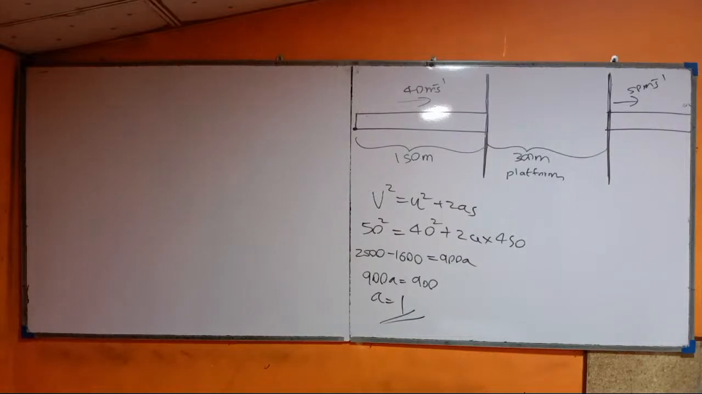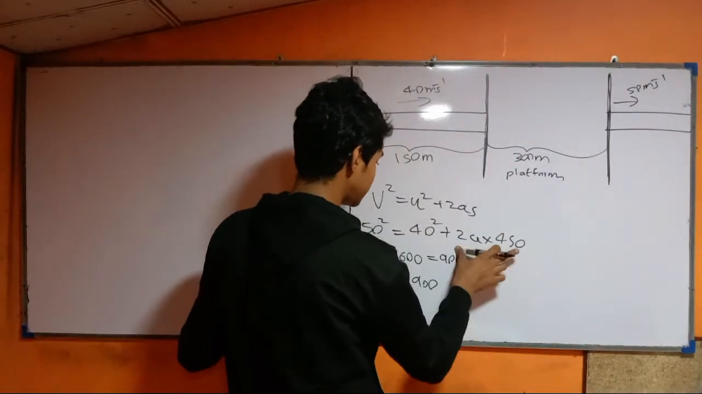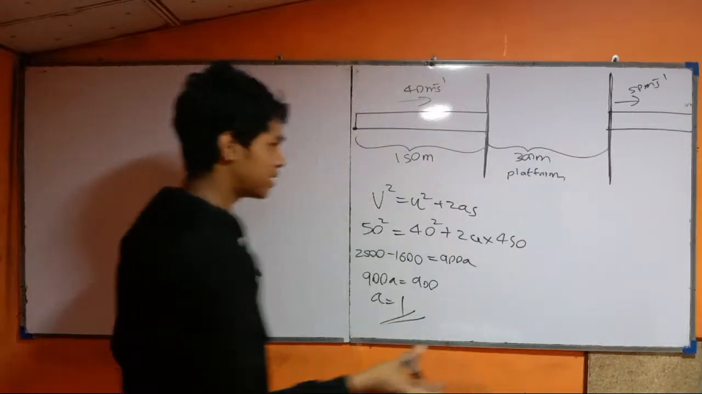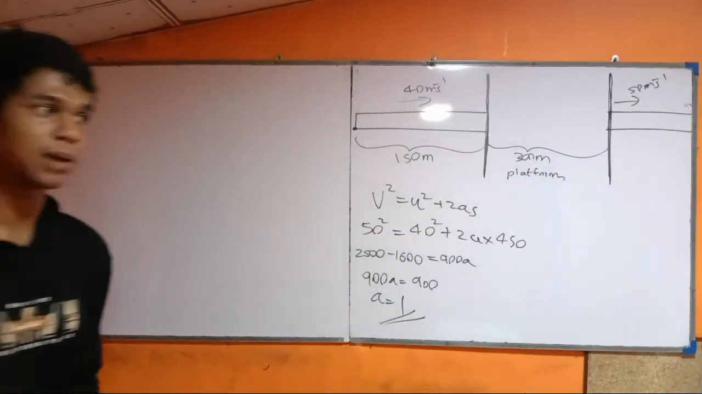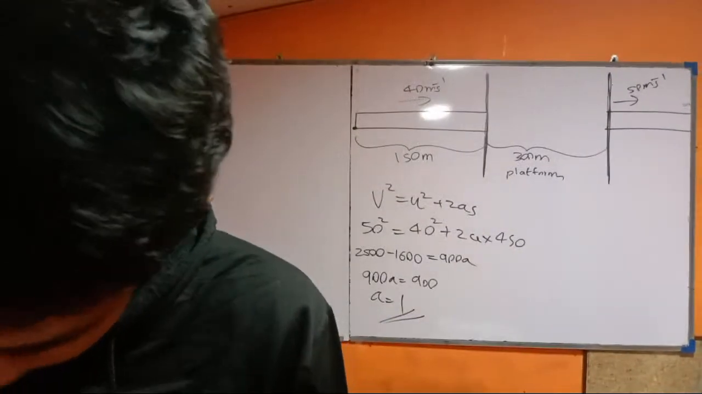Answer number 3. If you take like that, if you take only 300 meters and solve this question, you are going to get 9 over 6. So 9 over 6 is 3 over 2, like you are getting 1.5. Okay, that one is wrong. The answer is answer number 3.